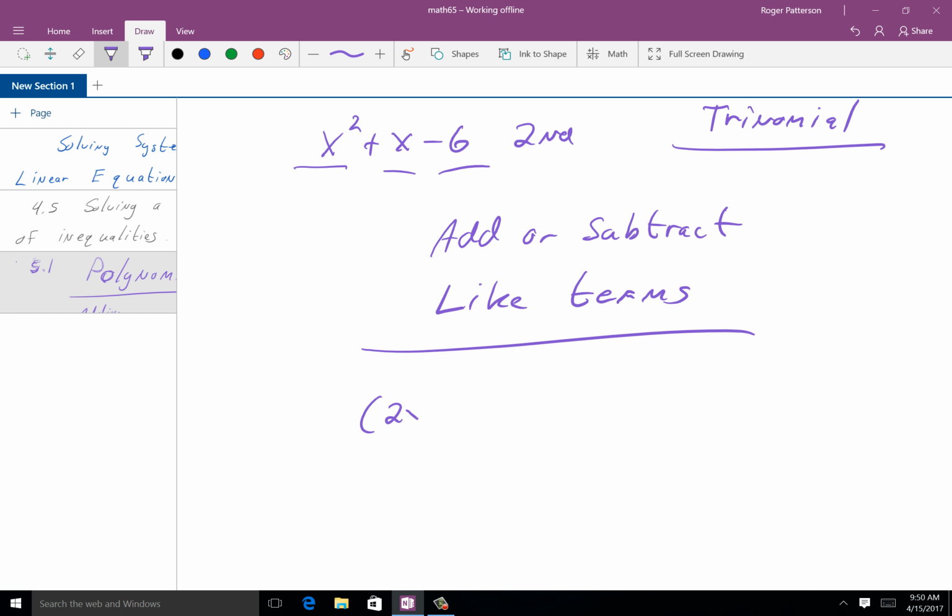So let's start off with something like this. We're going to go 3x times x plus 5. So this is a polynomial, and this is a polynomial. All we're going to do here is distribute. And I know you did this in Math 60 a lot. So you distribute that, what do we get?